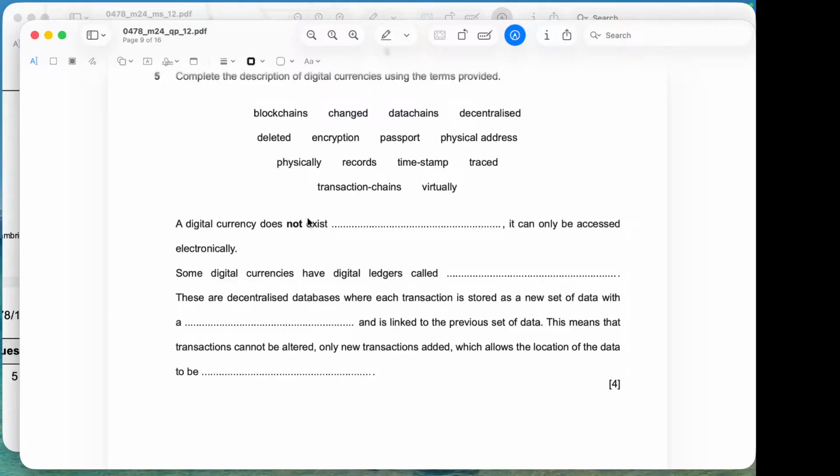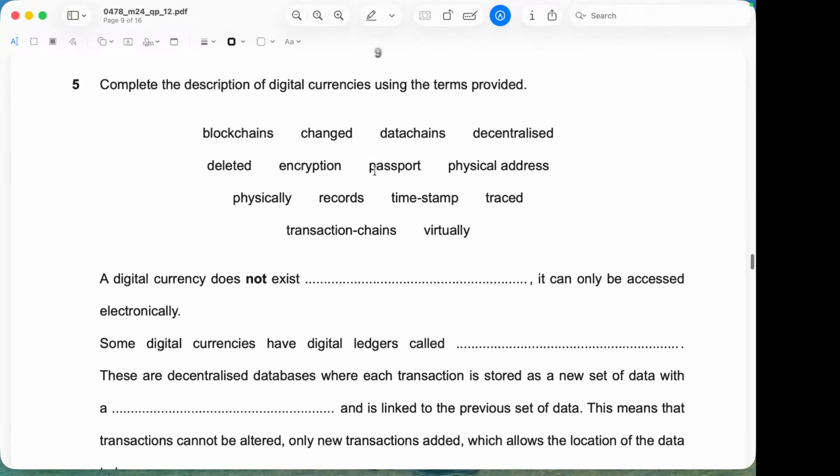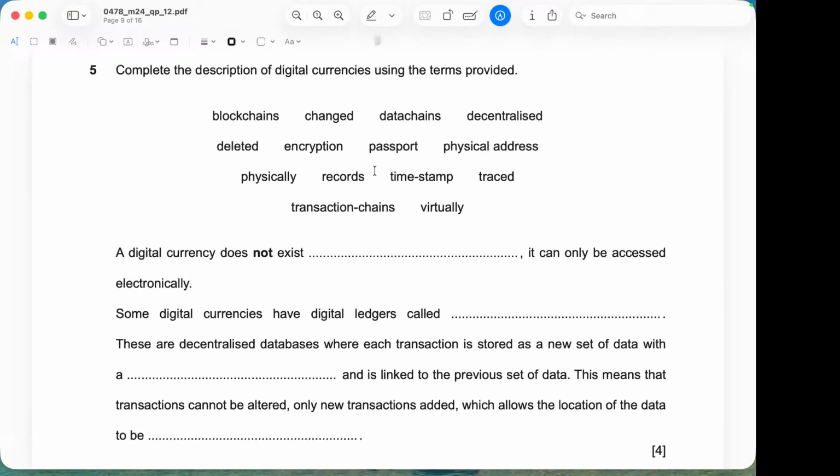Oh, it's filling in the gaps. Complete the description of digital currencies. They don't seem to ask this quite so much now, but you never know. Complete the description of digital currencies using the terms provided: blockchains, change, etc. So we've got, digital currency does not exist something. It can only be accessed electronically. Some digital currencies have digital ledgers called something else. These are decentralized databases, where each transaction is stored as a new set of data with a something and is linked to the previous set of data. This means that transactions cannot be altered, only new transactions added, which allows the location of the data to be something.